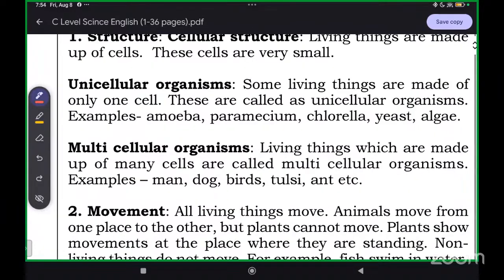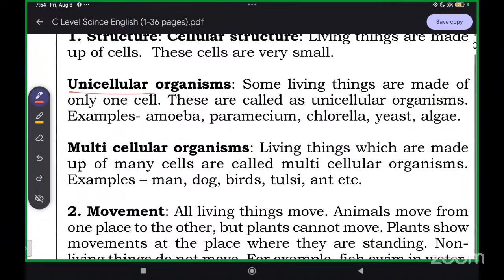One is those organisms which have one cell, and those organisms which have many cells. Now, the organisms having one cell are known as unicellular organisms. Some living things are made up of only one cell. They are called unicellular organisms.